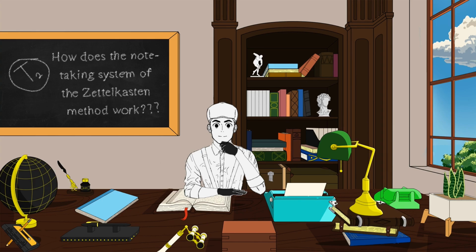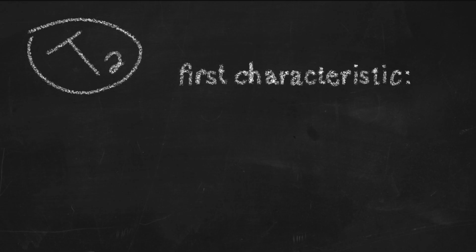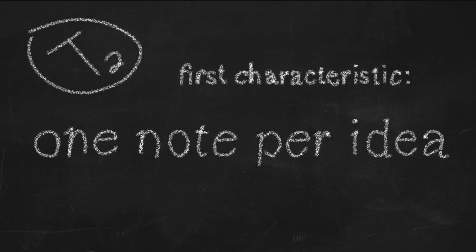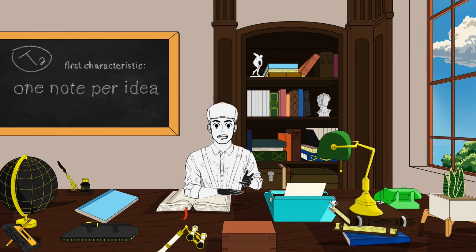Now that we have a clear definition, we can move on to explain the heart of the method: the note-taking system. The note-taking system consists of two steps. The first is about writing the notes, but to harness the true potential of the method, the notes must meet the following three characteristics. First characteristic, one note per idea. This means that each note must store the information of a concept, thought, reflection, and so on. In essence, a note should talk about only one thing.